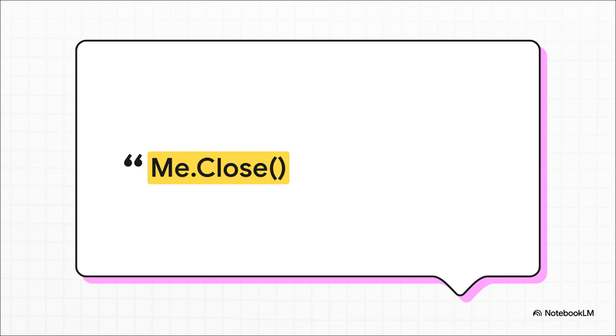Now look at this simple little line of code. This is a method, remember? It's an action, and if you translate it into plain English, it's just saying, hey you, the form I am currently on, close yourself. The keyword me is a super handy shortcut that always means the current object, in this case, the form. And close dot is the verb, the action we want it to take.